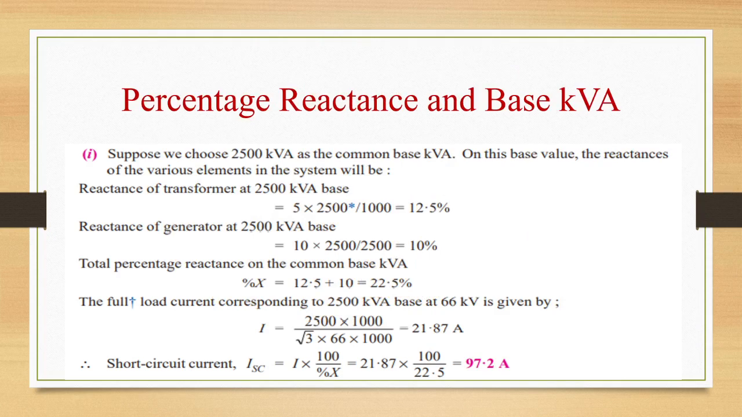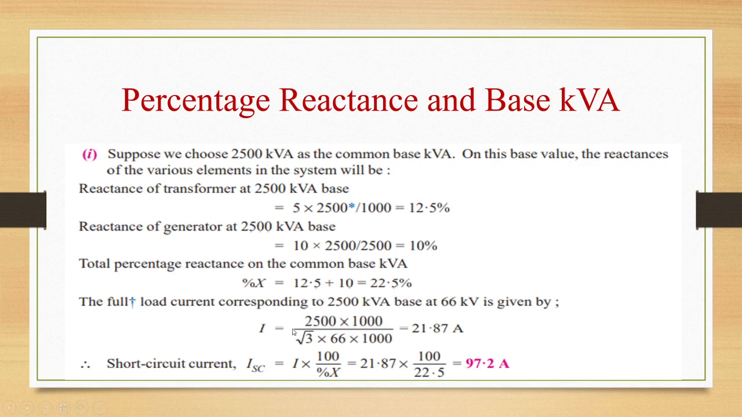For the first case, we are taking 2500 kVA as common base. On this base, the reactances of the various elements of the system are as follows. Reactance of transformer at 2500 kVA is 5 into 2500 by 1000, that is 12.5%. We get this from the formula: percentage reactance at base kVA is base kVA by rated kVA into percentage reactance at rated kVA. Then the reactance of generator at 2500 kVA base is 10 into 2500 by 2500, which is 10%. Adding these two, 22.5% is the total percentage reactance.